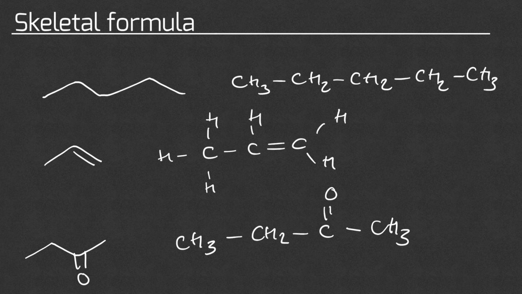So we could write the structural form of this molecule as CH3, CH2, C with a double bond to oxygen, which in this case I've drawn like this to make it really clear, and then a CH3 group at the end. Again, making sure that each carbon has got 4 bonds, where any bonds not drawn in the diagram are assumed to be to hydrogen.